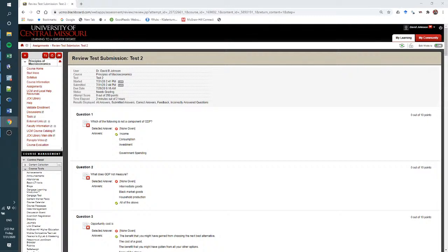All right, so which of the following is not a component of GDP? GDP is equal to C plus I plus G plus net exports. That is the definition of GDP. So the correct answer there is going to be A, income. Income is not included in GDP because GDP is effectively the output, and your output does not include your actual income.